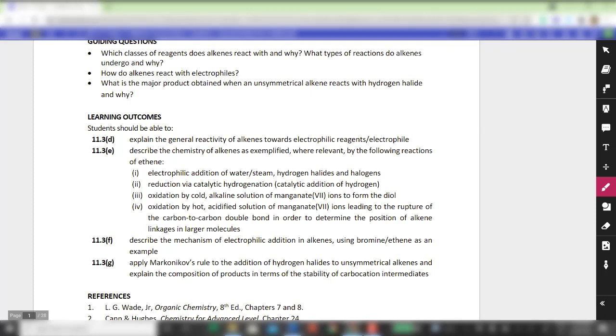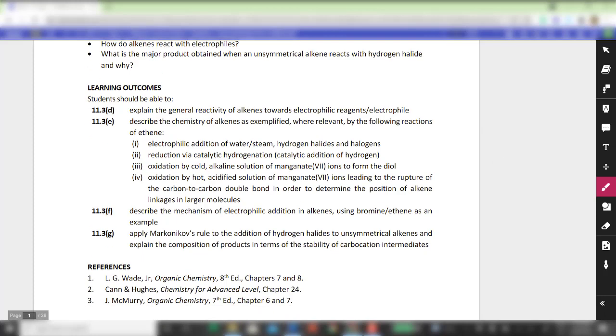So if you look at learning objective 11.3e, there will be quite a number of reactions that you need to be familiar with for alkenes. So they are sort of listed down here. And you know that the name of the reaction given is actually electrophilic addition.